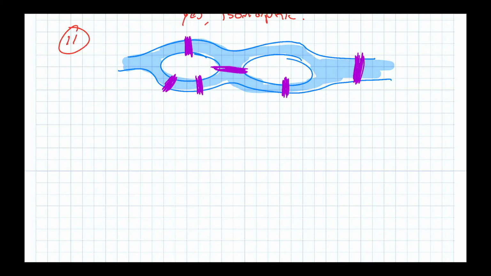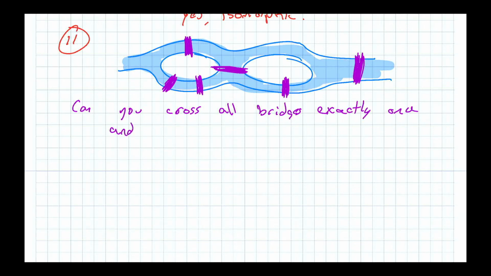And the question is, can you cross all bridges exactly once and end up where you start.